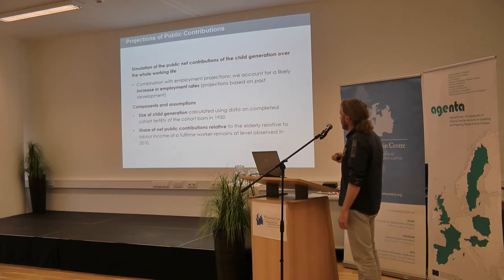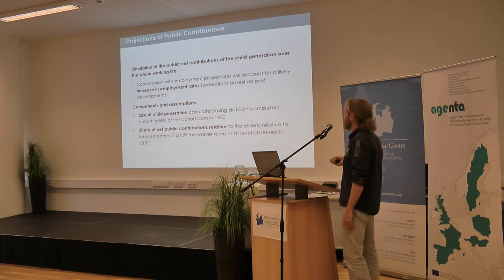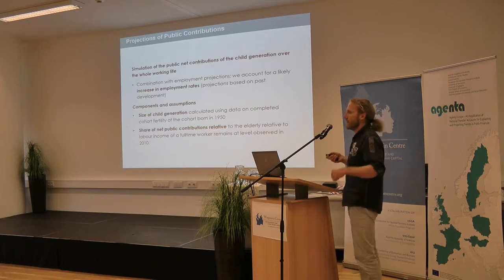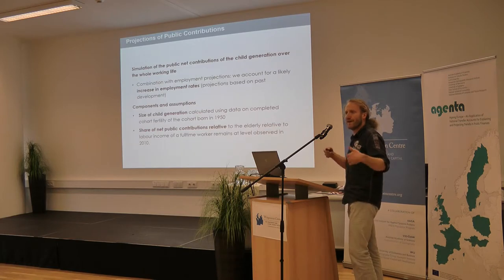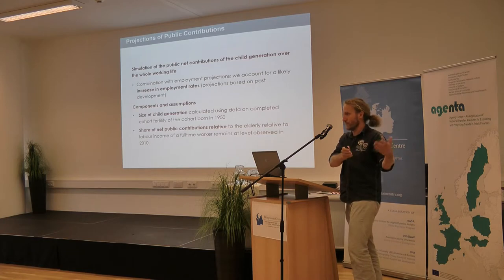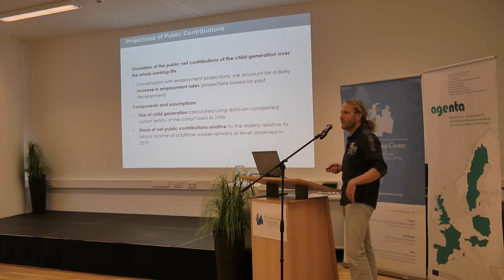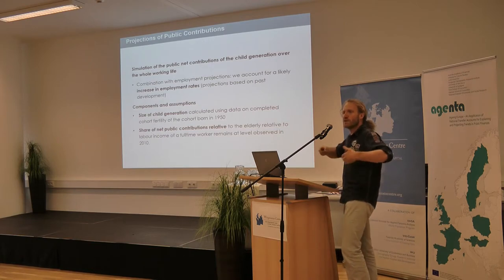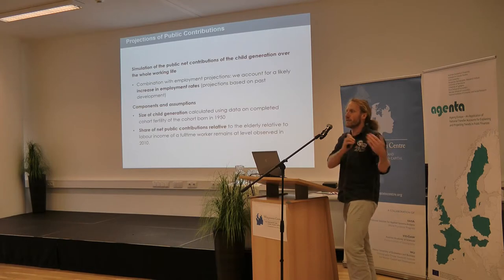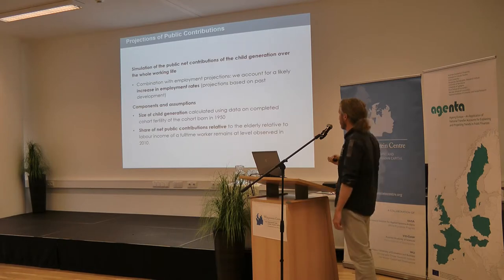So we need several assumptions for how the size of the child generation is calculated. Basically, of course, a big role is played by the data on completed cohort fertility. And we also said not all public transfers paid during working age go to the elderly. Some are used for the children in terms of education, and we just use the value we observed in 2010. So how much of the public net transfers are used for the elderly generation and how much for the children?